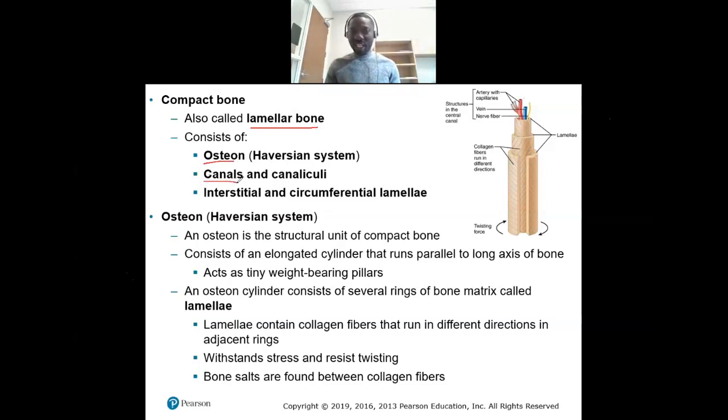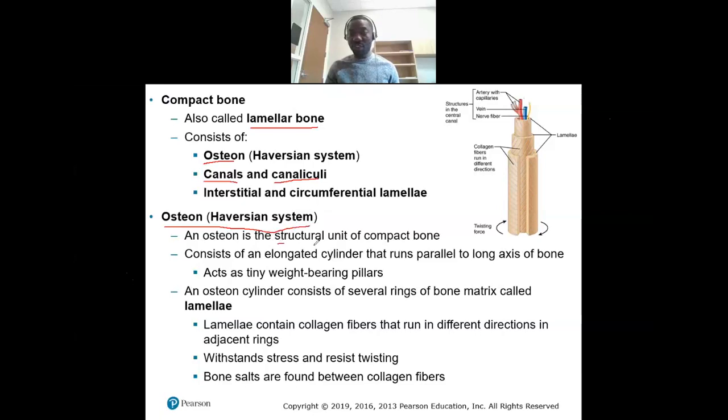Now, it has a canal, which we call Avesian canal. All right. We call it central canal or Avesian canal. I'm going to talk about that. We have canaliculi that help with connection, communication. I'll talk about that. Then we have the interstitial and circumferential lamellae. Now, number one, the osteon, which is the same thing as Avesian canal system.